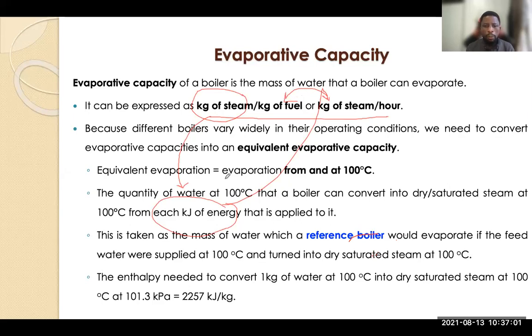But the definition is incomplete without 100 degrees C, and you can see it's mentioned twice. The reason it's mentioned twice is because of the "from" and "at". I've broken it down in these other definitions, so I don't need to read those again. So take note of that, steam at 100 degrees centigrade. That's why we're mentioning that.